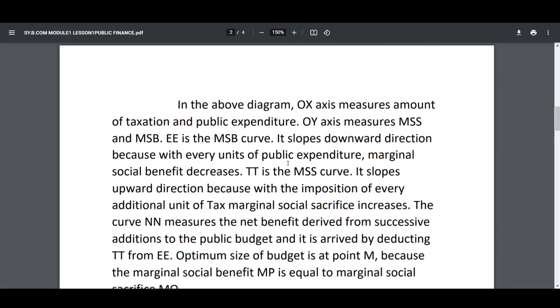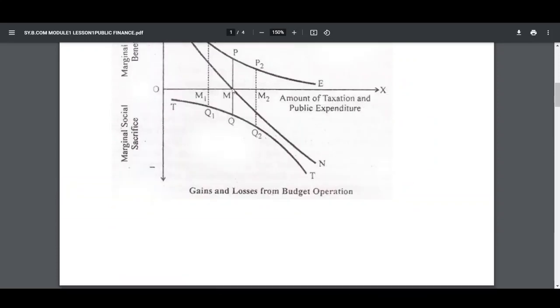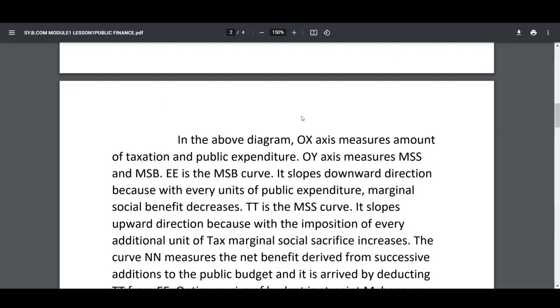where the marginal social benefit, MP, and the marginal social sacrifice, MQ, are both equal. At the point M, both of these curves are equal, so we can say MP is equal to MQ.